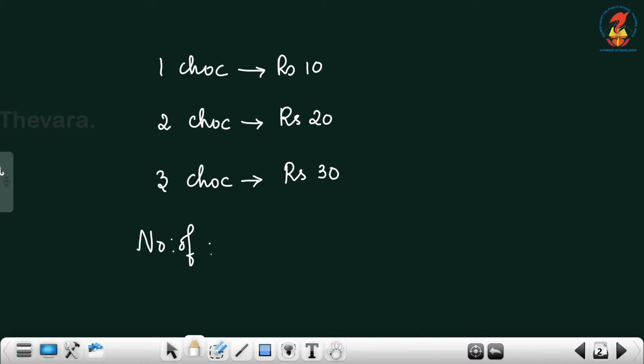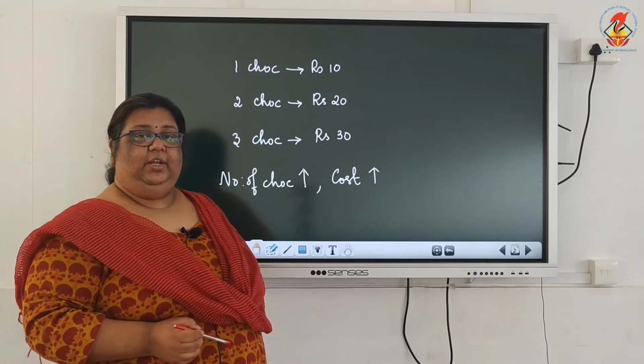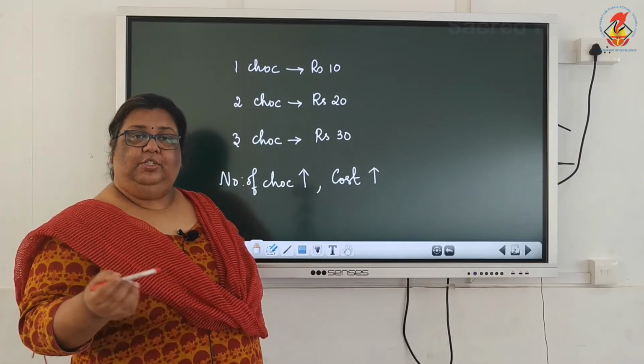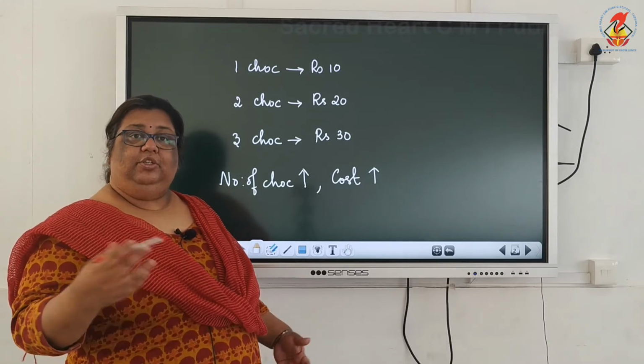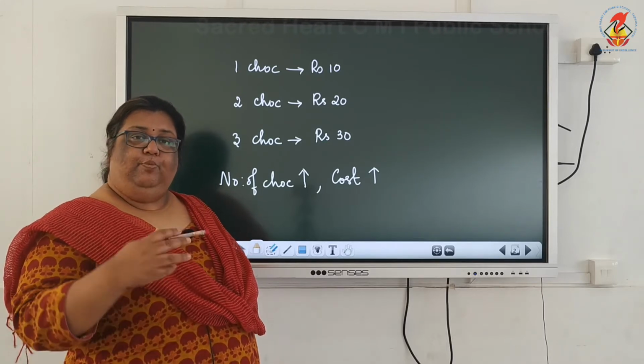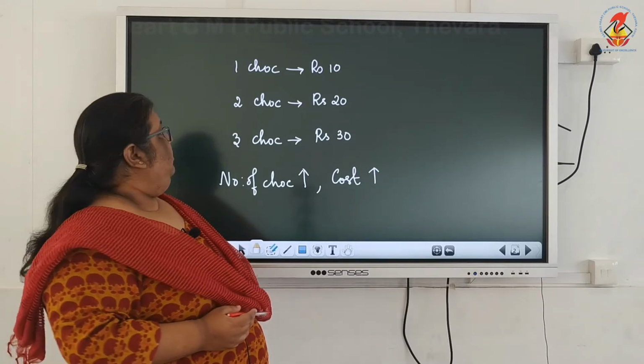As the number of chocolates increases, cost also increases, isn't it? If you are buying chocolates for 10 people, the cost will increase. If you buy chocolates for 100 people, the cost will increase. So more chocolates, more will be the cost, right?